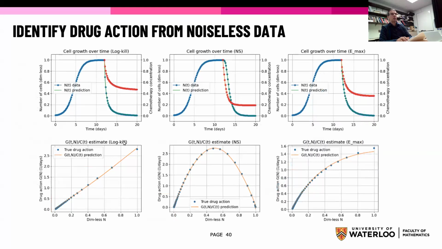So here are some of the results for 3 different cases of the Lotka, Norton-Simon, and Emax models. The results show the effectiveness of our approach in such ideal scenarios, and we have successfully identified the drug actions using synthetic data for each model, and it achieves low mean square error for each case.